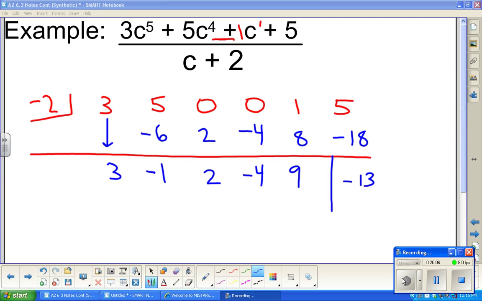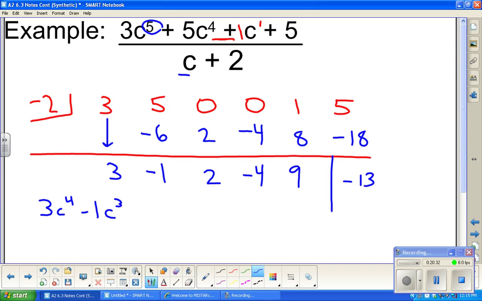Okay, so I did my little process, got all my numbers. This one has a remainder. That's okay though. What we just need to do is know how to write the final solution now. So we started fifth degree, right? And since we divided by a first degree, our answer is going to start fourth degree. And these are the coefficients in order. So it's a 3c to the fourth minus 1c to the third. So we just decrease the exponents as we go down. Plus 2c squared minus 4c. Then we got a plus 9.